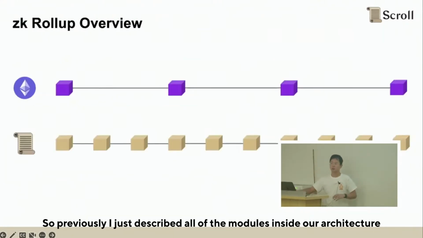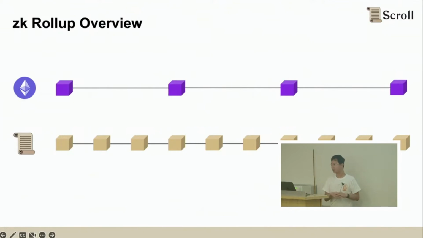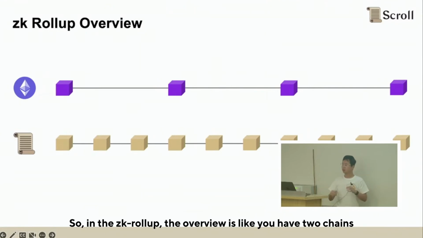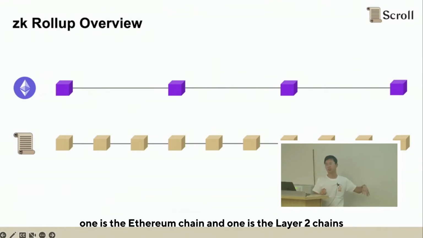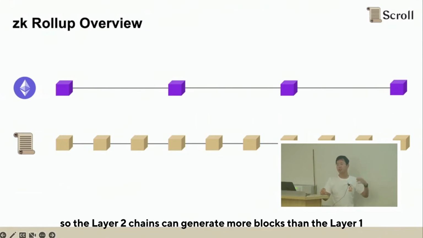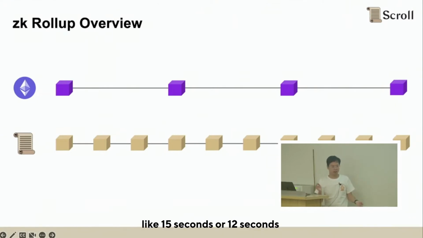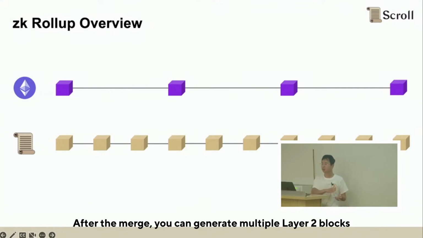Okay, so previously I just described all of the modules inside our architecture. Next, I'm going to show how that works in action inside the zk Rollup. So in the zk Rollup, the overview is you have two chains. One is the Ethereum chain, and one is the layer 2 chain, here Scroll. The layer 2 chain can generate more blocks than layer 1. So within one layer 1 block time, maybe 15 seconds or 12 seconds after the merge, you can generate multiple layer 2 blocks.